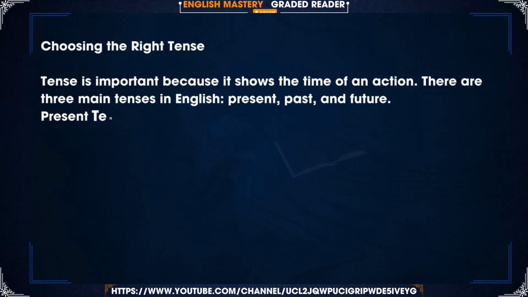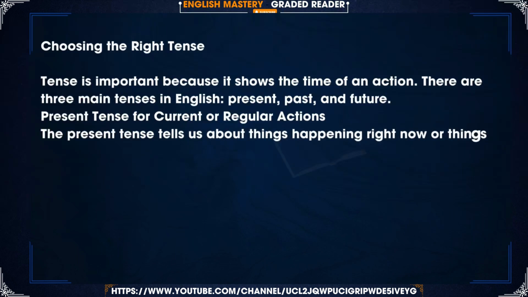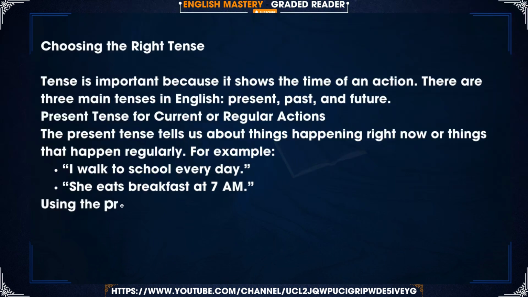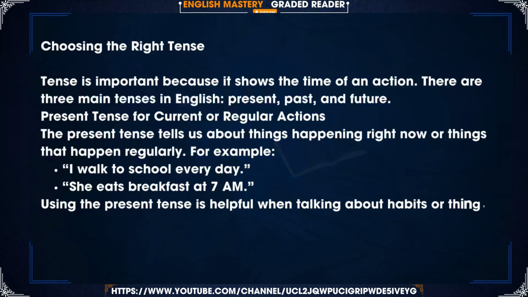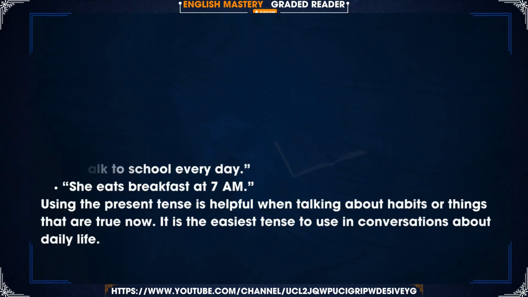Present tense for current or regular actions. The present tense tells us about things happening right now or things that happen regularly. For example, I walk to school every day. She eats breakfast at 7 a.m. Using the present tense is helpful when talking about habits or things that are true now. It is the easiest tense to use in conversations about daily life.